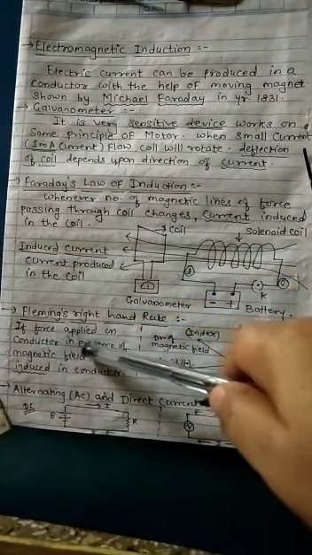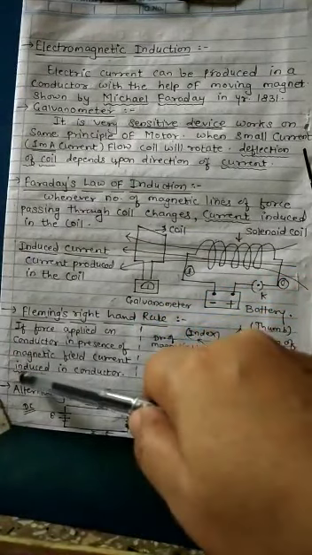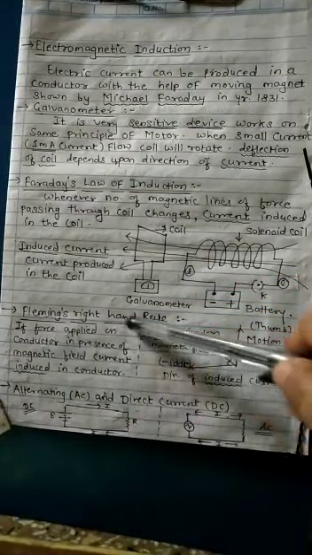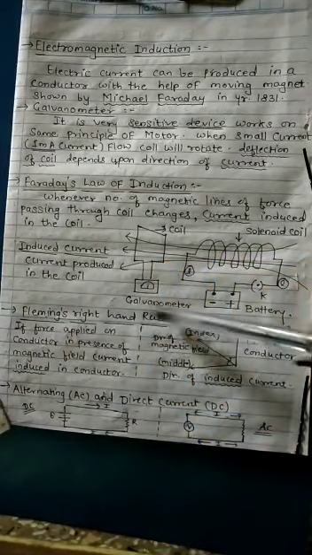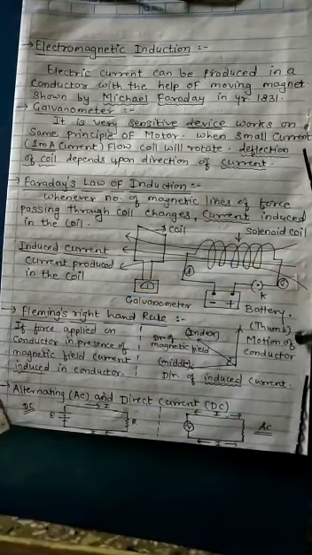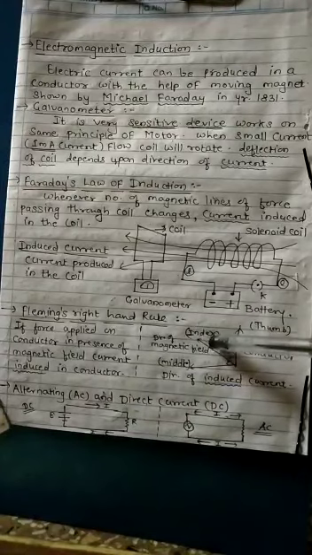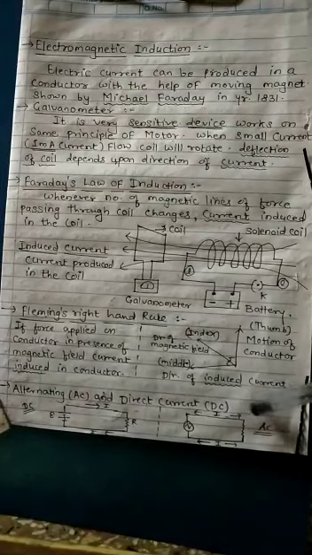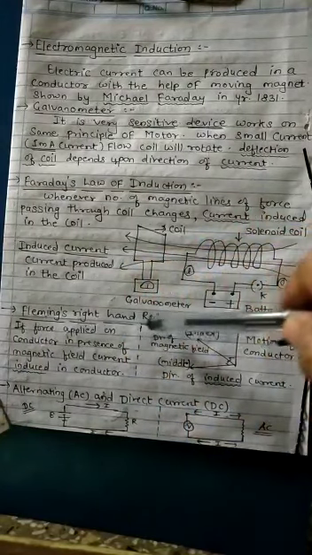If a force is applied on a conductor in the presence of a magnetic field, current is induced in the conductor. This is the conclusion of Fleming's right hand rule. I repeat again: if a force is applied on a conductor, that is motion of the conductor, because motion means force, in the presence of a magnetic field, then a current is induced in the conductor. So this is the conclusion of Fleming's right hand rule.